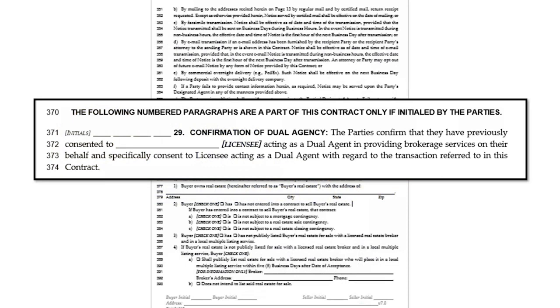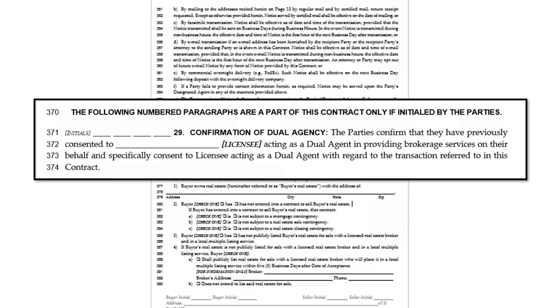So this is the beginning of the optional paragraphs in our contract. Everything we have talked about up until now has been the standard provisions of the contract. None of them should be taken out of the contract. They are all left alone. All of the blanks in there, everything through paragraph 28, should either have something in the blank or an N/A, as I mentioned before. This is where we start with the paragraphs that are a part of this contract only if they're initialed by the parties.